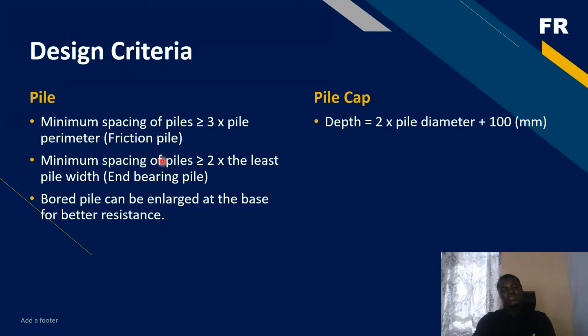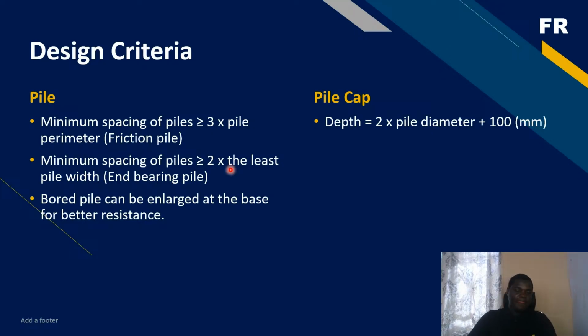And if you look at it critically, you can understand the reason why. Because in a friction pile, you need as much area as possible so that the friction resistance will be as high as possible. So that's why the spacing is three times for a friction pile, while for an end bearing pile, twice the diameter of the pile is enough.